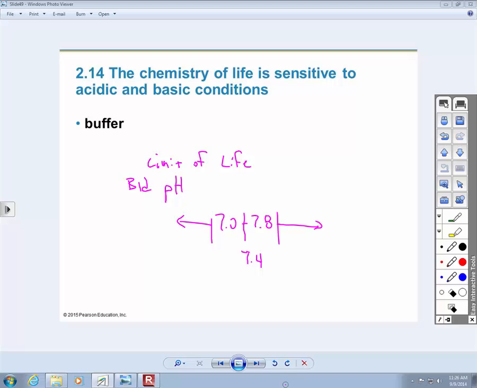We have all kinds of blood buffers. You have buffers in cells. You have buffers outside of cells. You have buffers in your blood. Buffers are very, very common to anything that's alive. They have to have them, or the pH would change so quickly that it would destroy them.